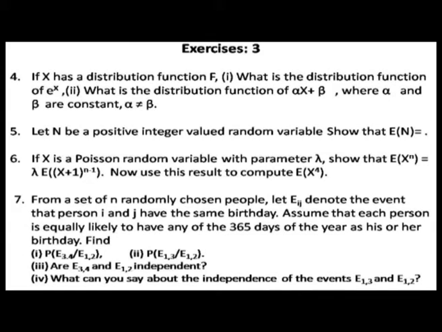Okay. Then what can you say about the independence of the events E13 and E12? Now, you can almost guess what the answers would be, but anyway you have to work out and show that they are independent. That means you have to show that the probability of E34 intersection E12, that means all these 4 people having their same birthday, will be the product of the probabilities of E34 and E12, and so on, right.